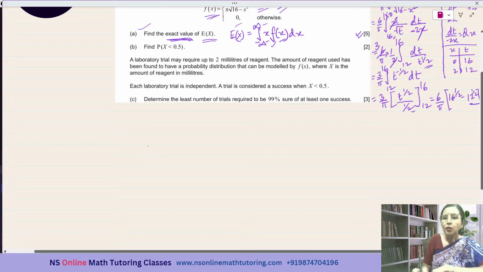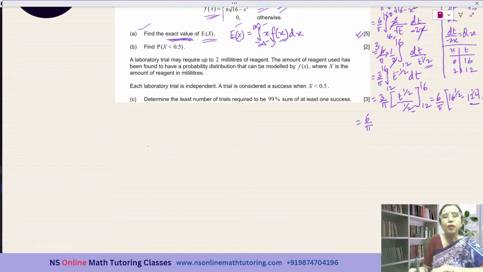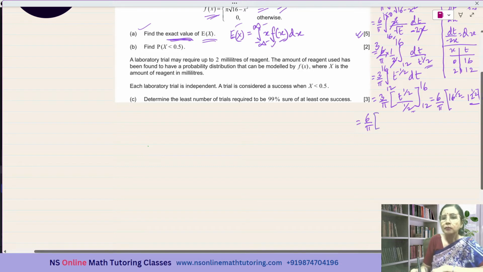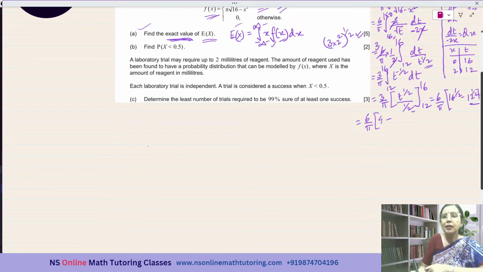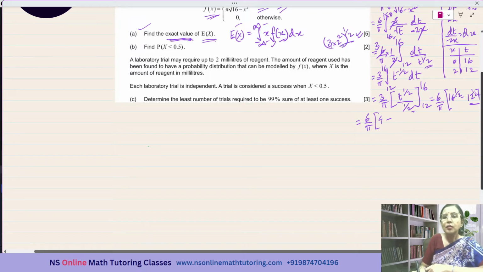Okay. So this is equal to 6 over pi, and 16 to the power of half is square root of 16, which is 4. Okay. 4 minus 12 to the power of half. What is 12? It is 3 times 4, which is 3 times 2 square. So 12, 3 times 2 square raised to the power of half. So 3 to the power of half is root 3, and square root of 2 square is 2. So this part is 2 root 3. Okay. This part will be giving me 2, and this 3 raised to the power of half is root 3. So it is basically 2 root 3. Okay.